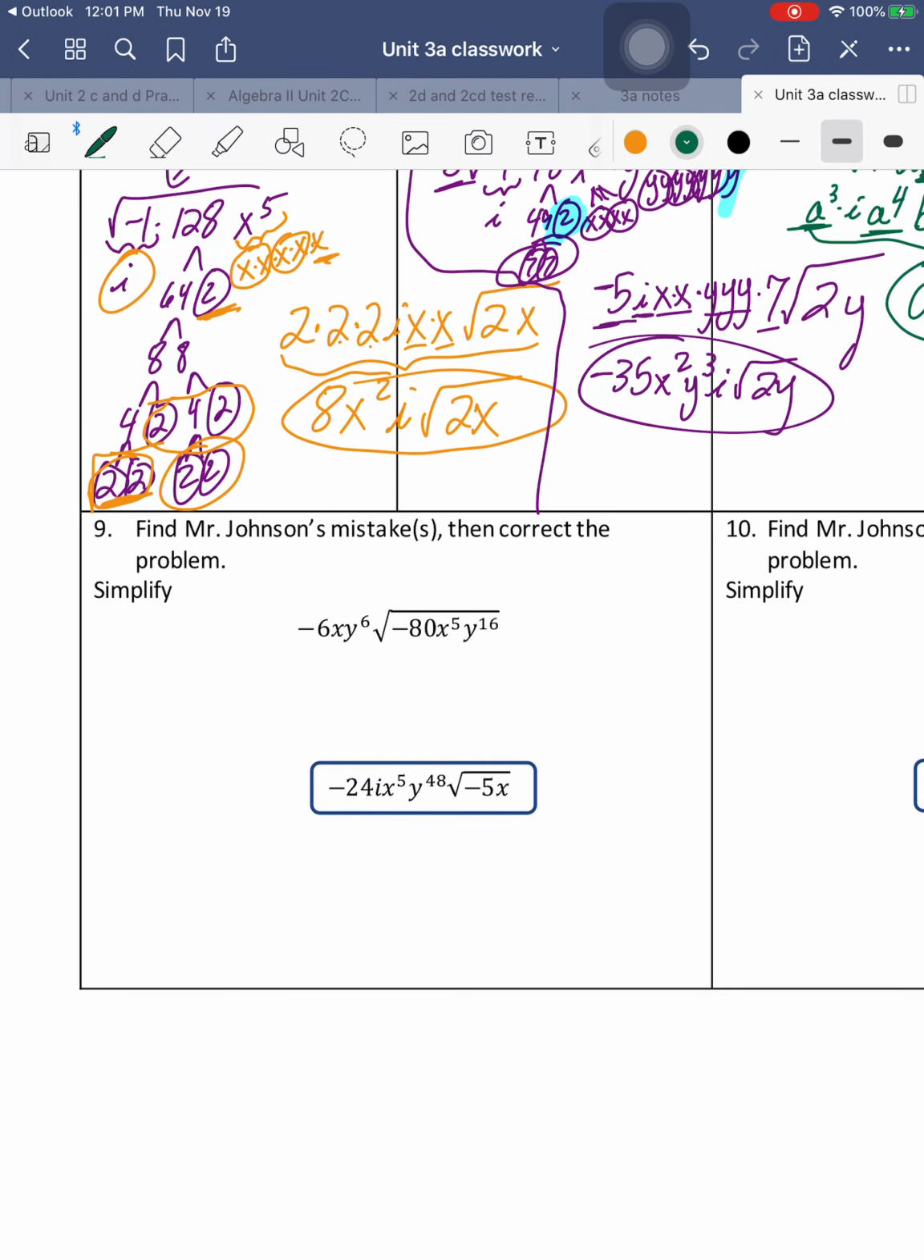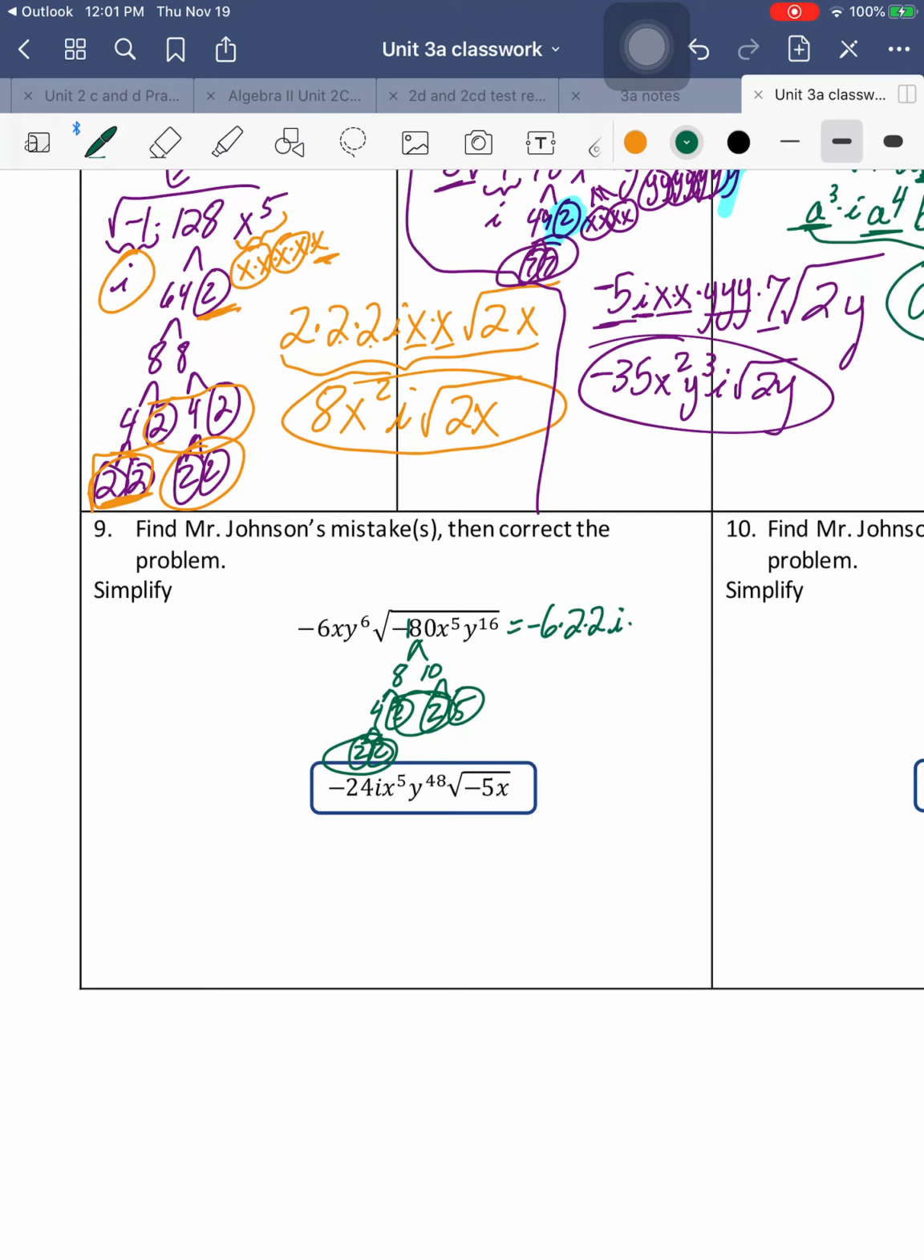All right, finding mistakes. You have to do the problem to find the mistake. So let's work this out. 80 is 8 and 10, 4 and 2. So I'm breaking it down into prime factors. It's the easiest way to see how you can simplify. So I have a negative 6 on the outside. 2 2's, so you could multiply them, just have 4. Otherwise 2 times 2. The negative 1 is I.